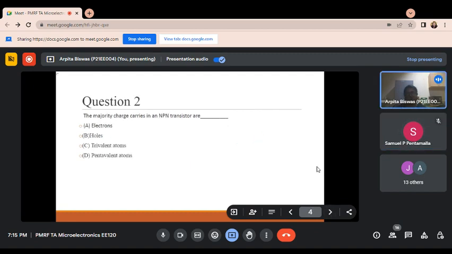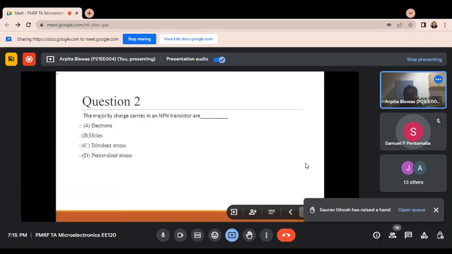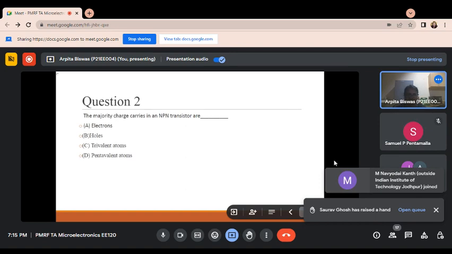So we are moving towards the next question, question number 2. The majority charge carrier in an NPN transistor is: first option is electron, second hole, third option is trivalent atoms, and the fourth option is pentavalent atoms. Okay, sure, but I will ask you later. At first, others, I know you know the answer. I will ask you later.